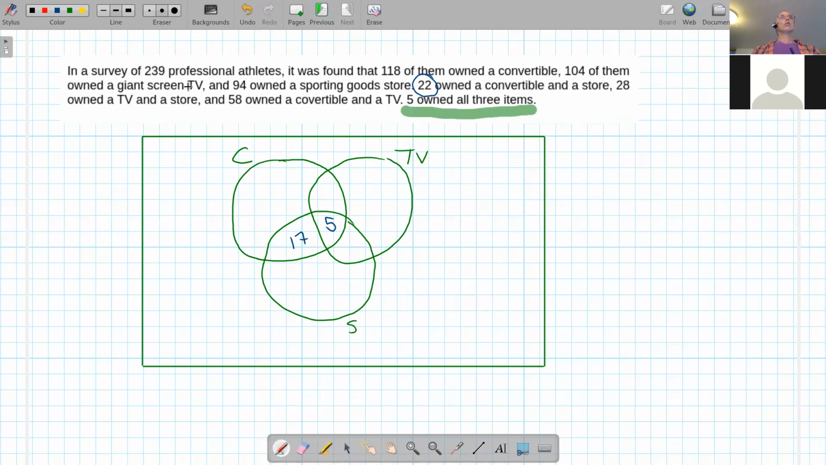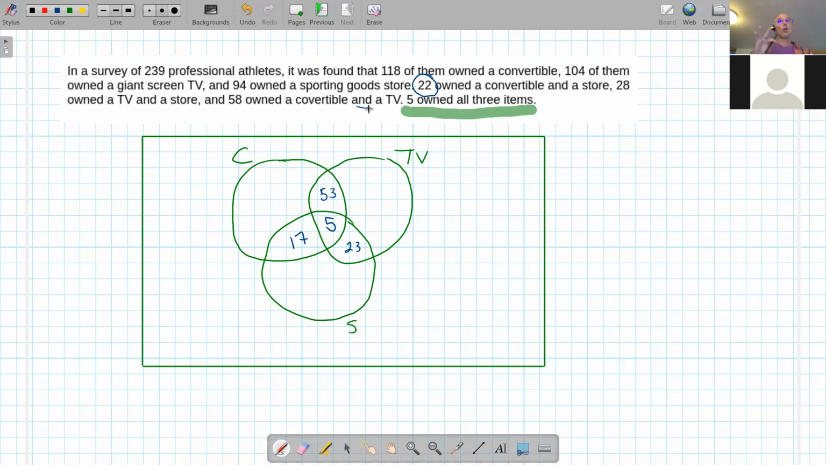Okay, 28 owned a TV and a store. Okay, TV and store is this section. 28 are in this whole region. I've accounted for 5 of them, so 23 must be there. 23 and 5 is 28 for the TV and the store. And then 58 owned a convertible and a TV. So convertible and TV, that's this crescent up here. I've accounted for 5 of them, so that means 53 should live there. 53 and 5 gives me the 58 who owned a convertible and a TV.